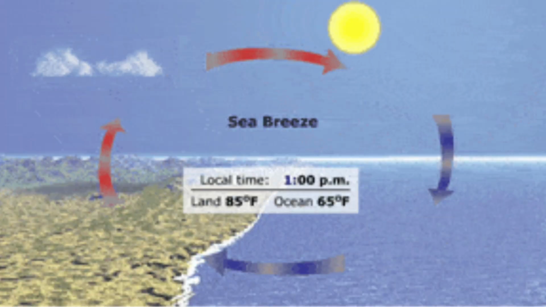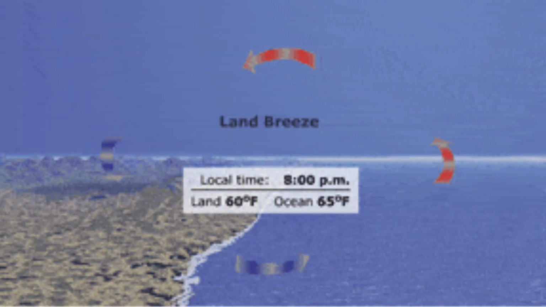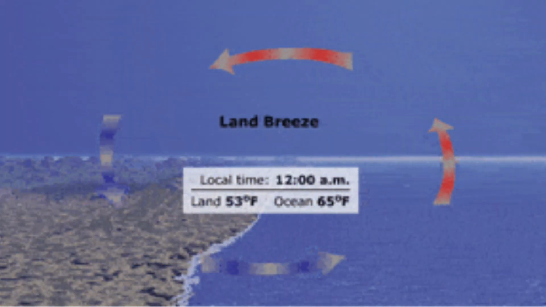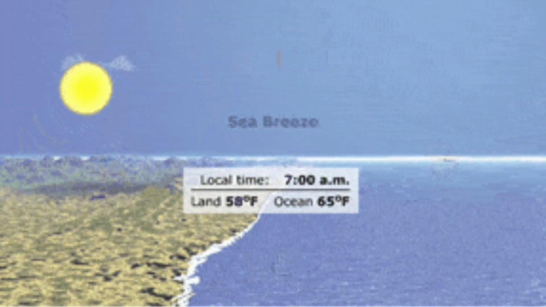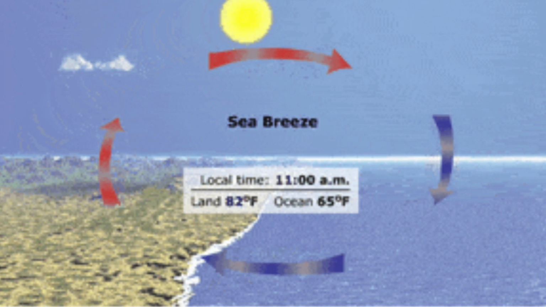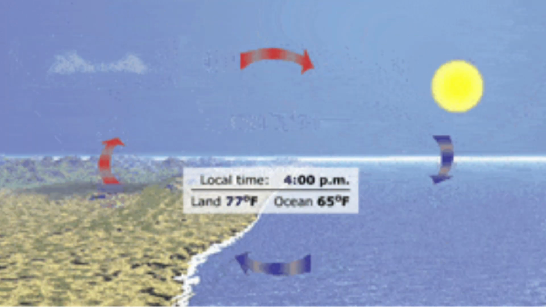Naintindihan niyo ba kung binasa ninyo? O sige, ipaliwanag pa natin sa mas mababaw na paraan. Paano nga ba nangyayari ang sea breezes? Kailan ito nangyayari? Ang sea breezes, kalimitang nangyayari ito tuwing summer days o tuwing mainit na panahon. Dala ito ng hindi pantay na pag-init sa kalupaan at sa katubigan.